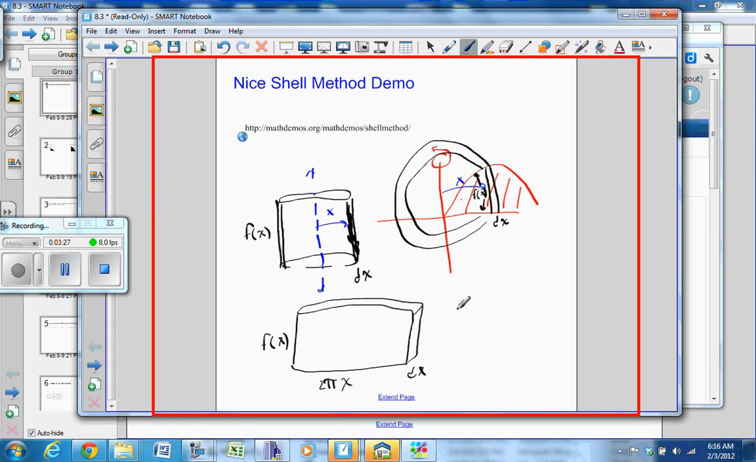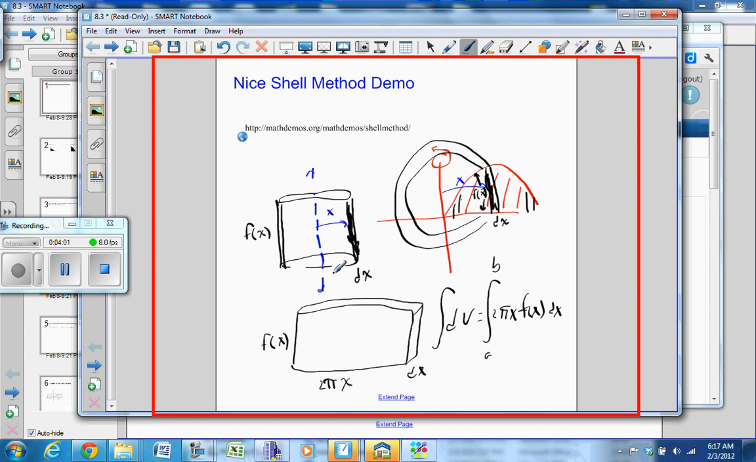So this little bit of volume, dV, the little bit of volume from this one strip, equals 2 pi x times f of x times dx. And then what we're going to do is add up all of the strips over the region that we're interested in. So we're going to integrate that little d volume from a to b. And that'll get us the volume using the shell method.